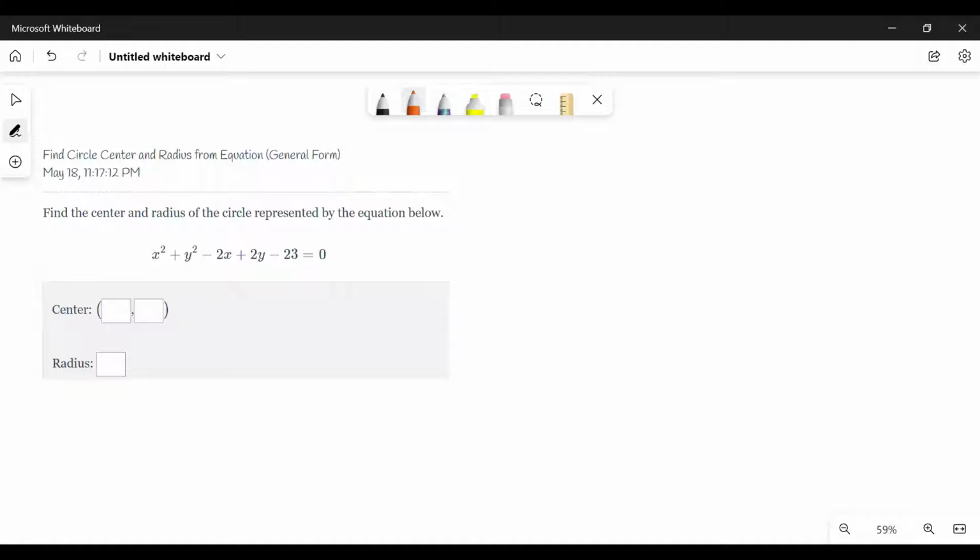Hello there, welcome. Today we'll be looking at the method of completing the square, where we'll be converting equations in standard form to equations in center radius form so that we could find out what the center and the radius is for a given circle.